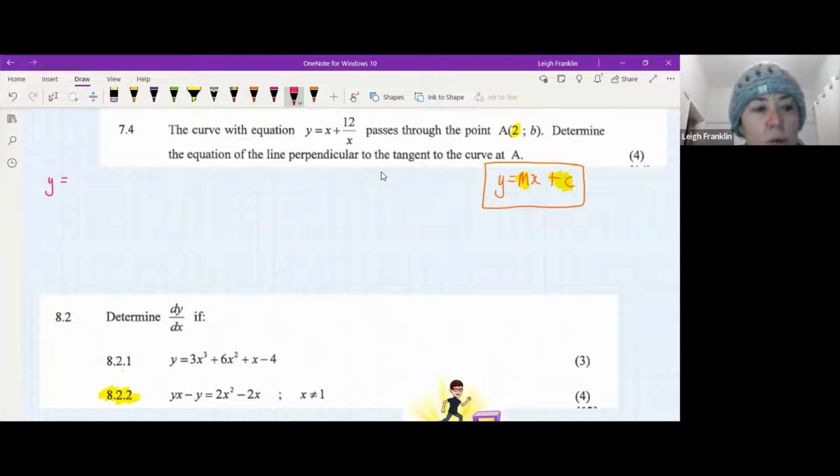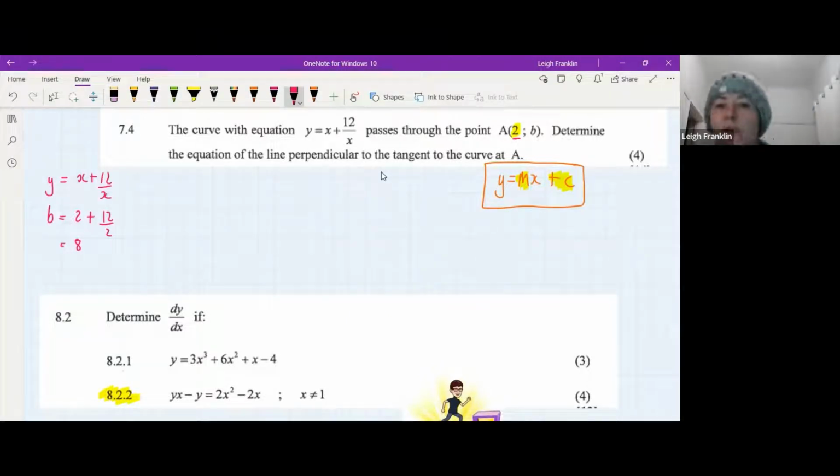So Y equals X plus 12 over X. Can you see they've told us X is equal to 2 and Y is equal to B? So that would be 2 plus 12 over 2. So that means it would be equal to 8. So that means we have got the coordinates at A. We've got 2 and we've got 8.